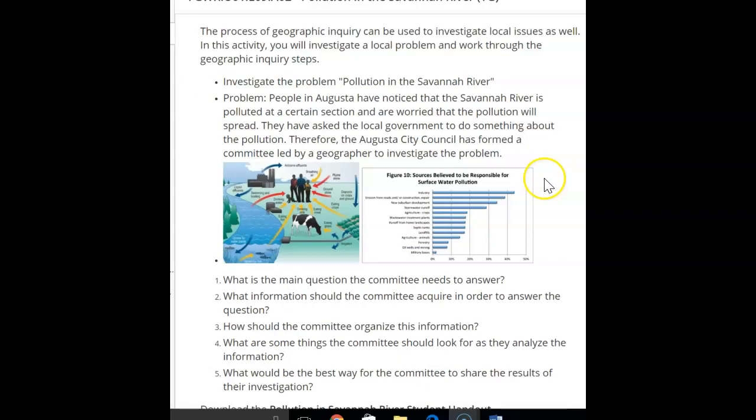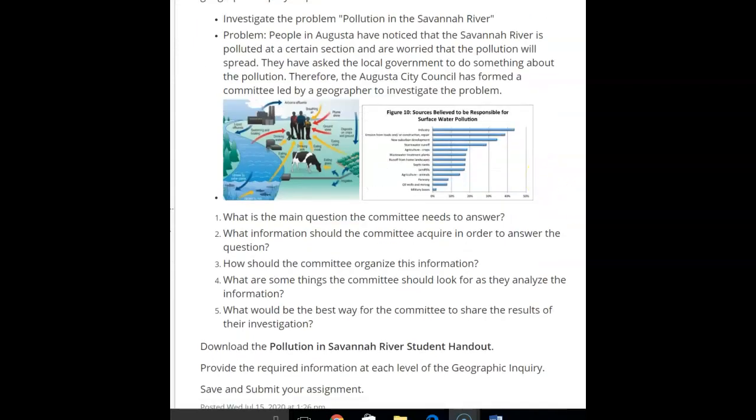Here's the problem. People in Augusta have noticed that the Savannah River is polluted at a certain section and are worried that the pollution will spread. They have asked the local government to do something about the pollution. Therefore, the Augusta City Council has formed a committee led by a geographer to investigate the problem.